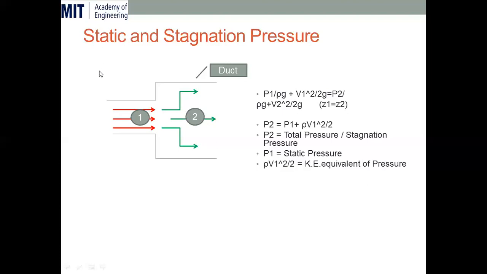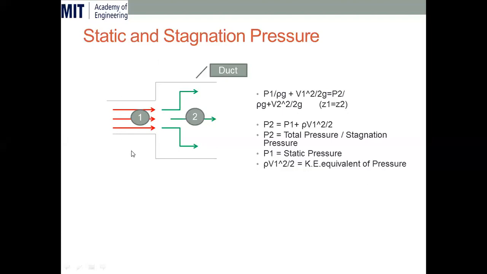Static properties are the properties of the same fluid when it has some velocity V1, and stagnation properties are those of the fluid with no velocity, or negligible velocity, or at rest. Okay. Now we are going to study static and stagnation pressure first of all.